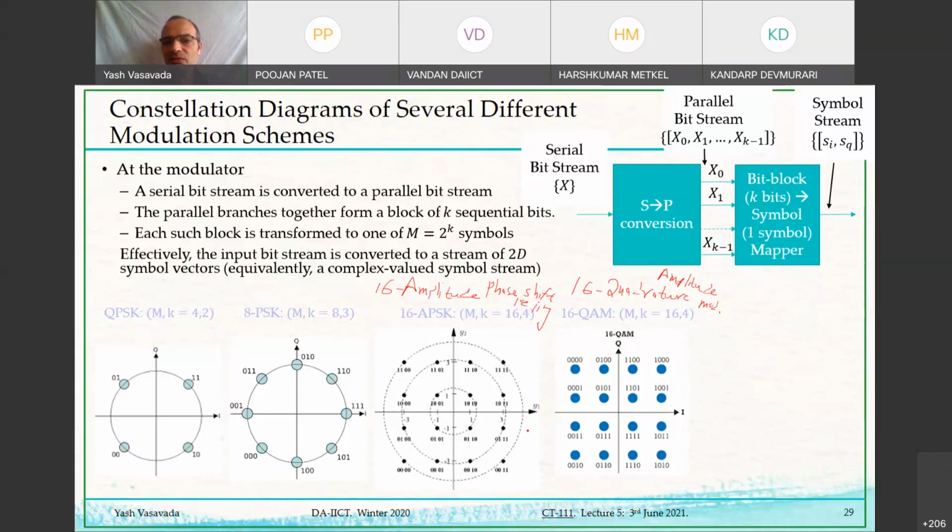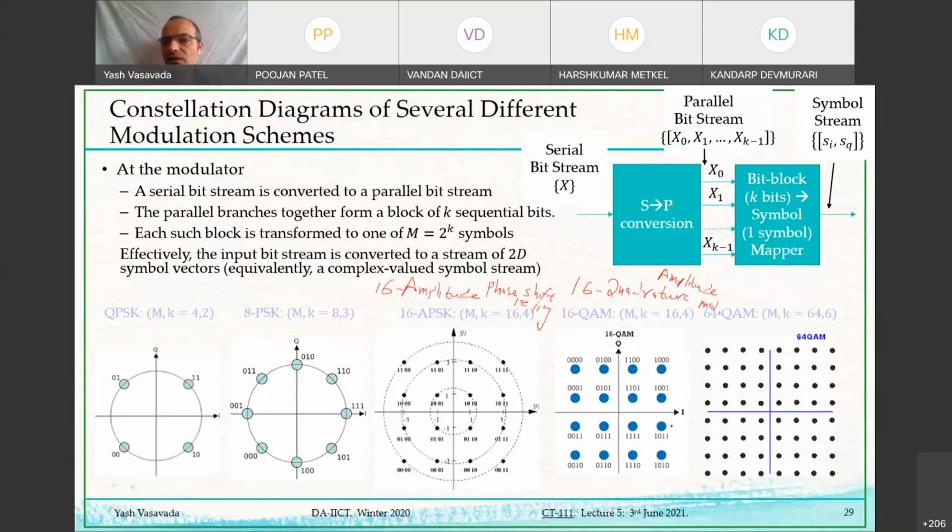So again, I have 16 symbols. M is 16, K is 4. I take 4 bits at a time. If the 4 bits turn out to be 1000, then I transmit this symbol. If they turn out to be 4 zeros, then I transmit this symbol. So this is my bit block to symbol mapper.